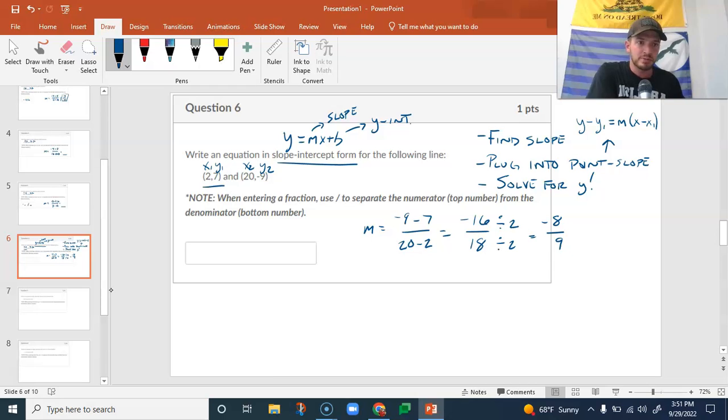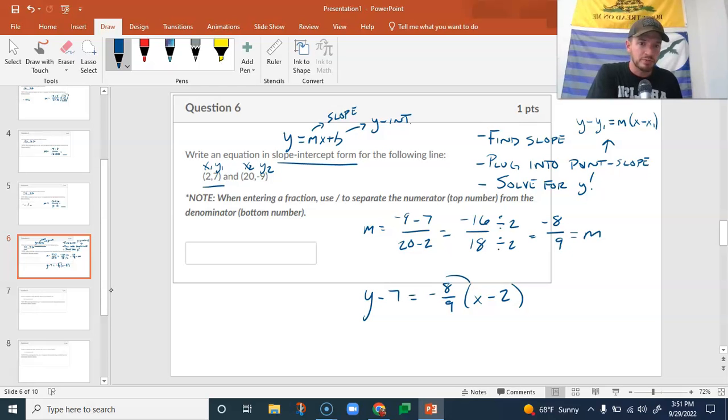So now I'm going to plug this into point slope form. I already have my x1 and y1 over here. So I'm going to use 2 for x1 and 7 for y1. So here we go. y minus y1, which is 7, equals the slope that I just found, again my m value, -8 over 9, parentheses, x minus my x1, which is 2. Okay, so now we just need to solve for y.